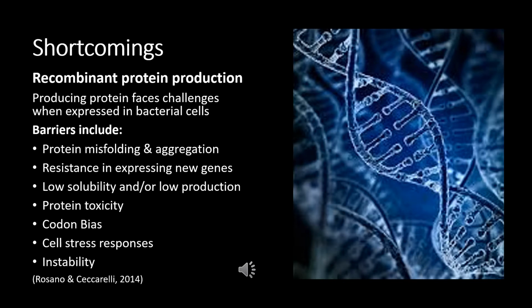Now I'll take a look at the shortcomings of the technique and recombinant protein production. Producing high quality and high quantities of recombinant protein has its challenges when expressed in bacterial cells. Barriers to this include protein misfolding and aggregation, resistance in expressing new genes, low solubility and low production, protein toxicity, codon bias, cell stress responses, and instability. Efficiency in the production of functional proteins and choice of vector is paramount to ensure the desired quality of the functional protein.